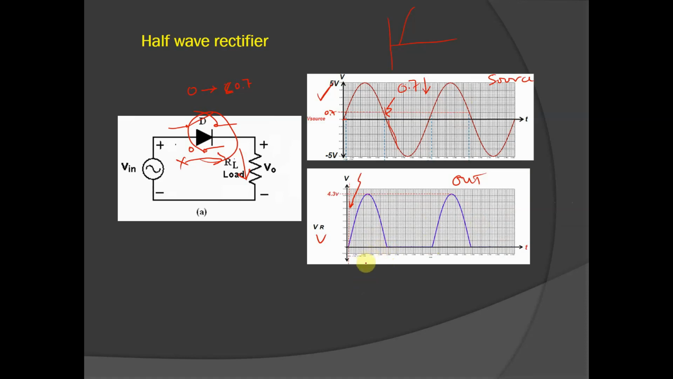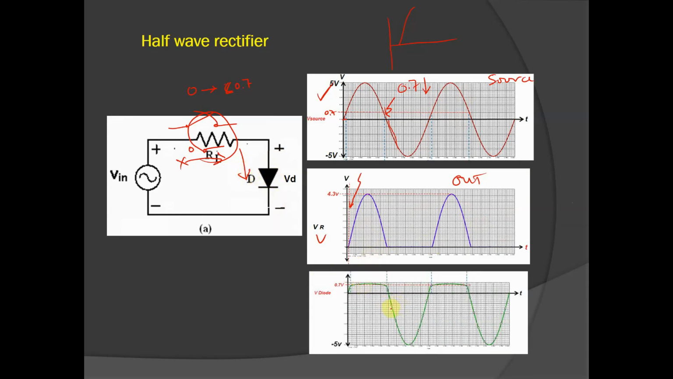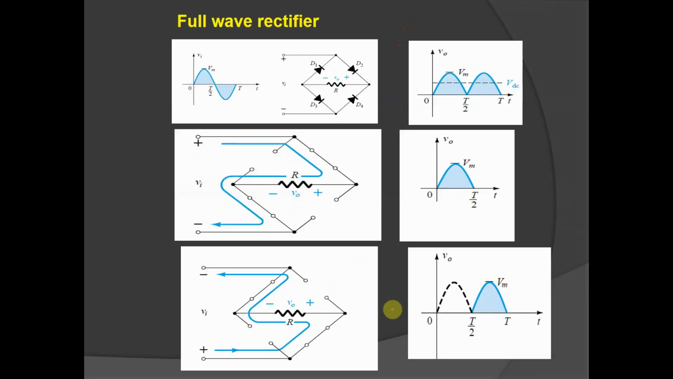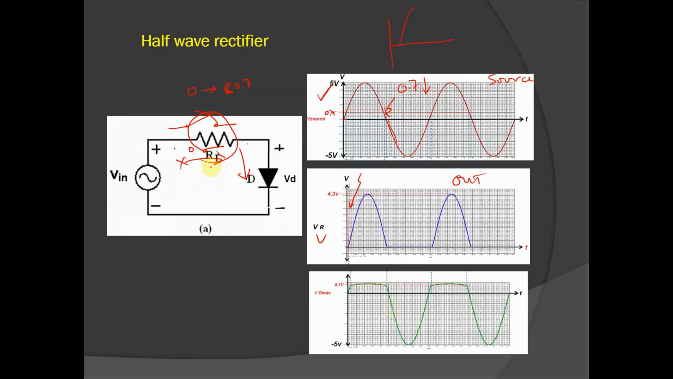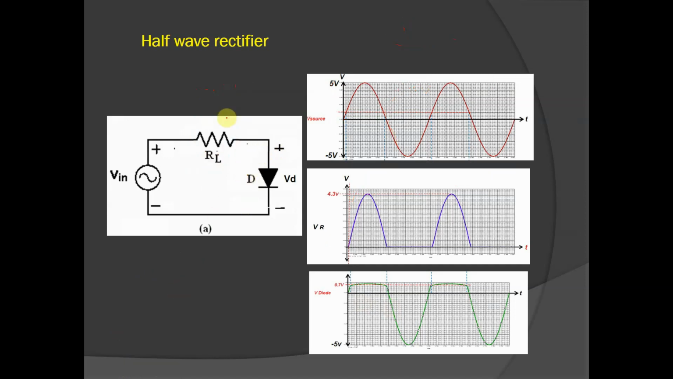Now let's go for full wave rectification. Oh, okay. Before we do that, let us look at the voltage across the diode. Since they are in series, we can interchange the position. We put the diode here, and we put the resistor here. We can interchange, right? Because if they are in series, we can change the position.